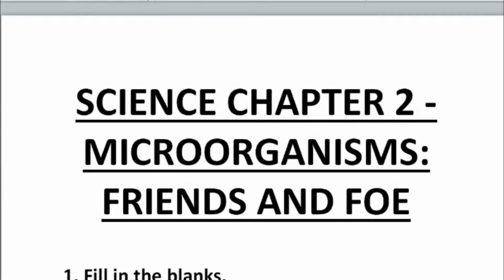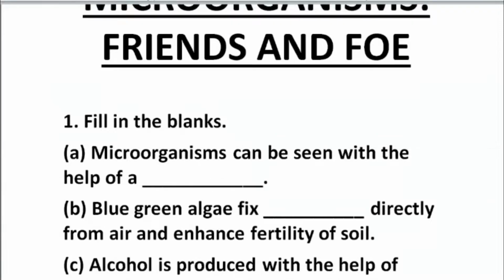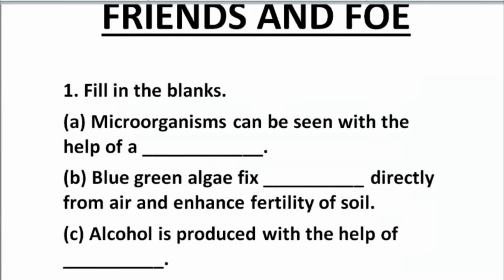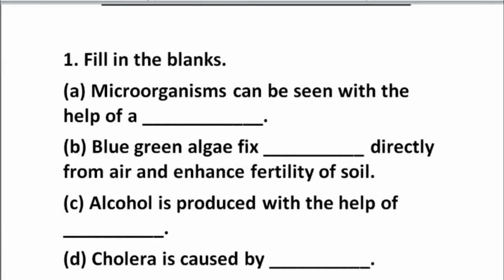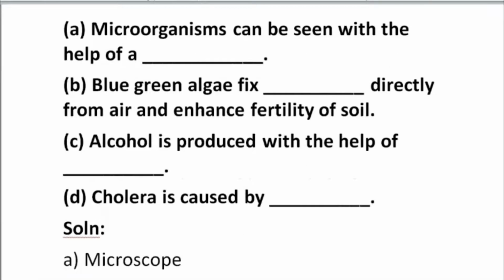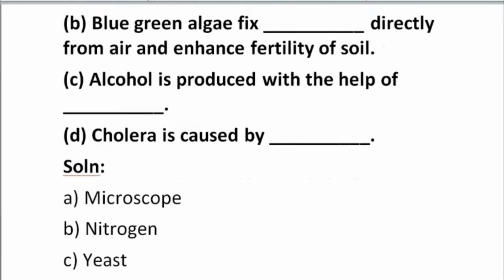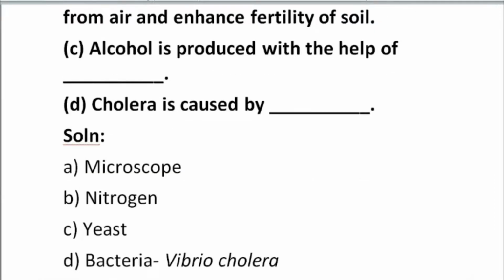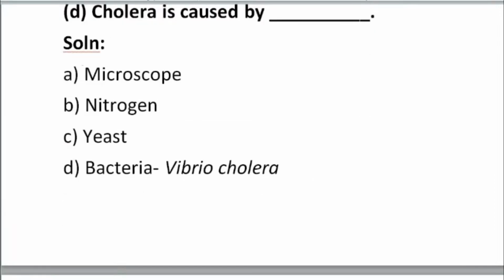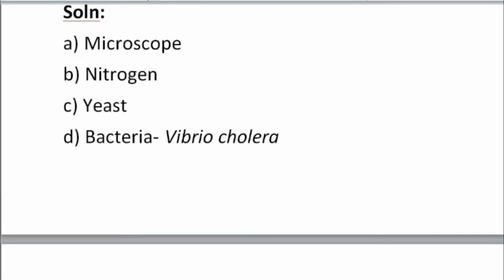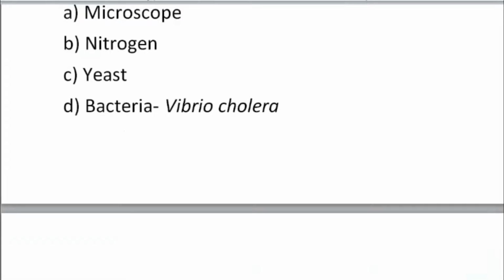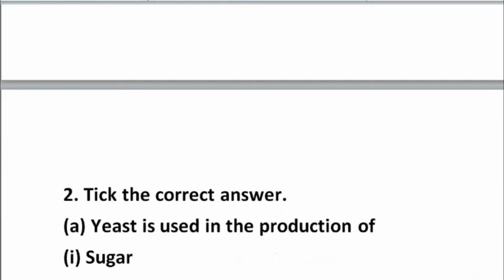Science Chapter 2, Microorganisms: Friends and Foe. 1. Fill in the blanks. Microorganisms can be seen with the help of a ___. Blue-green algae fixed nitrogen directly from air and enhance fertility of soil. Alcohol is produced with the help of ___. Cholera is caused by ___. Options: A. Microscope. B. Nitrogen. C. Yeast. D. Bacteria Vibrio cholerae.